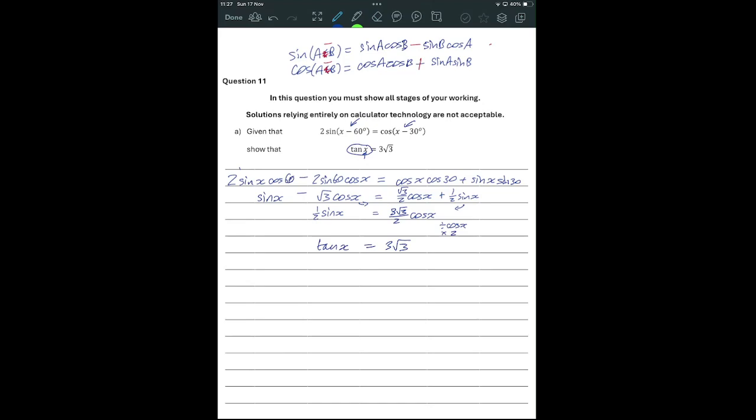Again, because it was a show that question, I feel it's quite important that we put what we've actually done, certainly on any big final steps, so that it doesn't look like we've just cheated our answer out at the end.